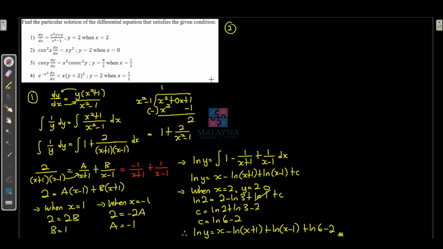Okay, so now moving on to part 2. We can cut it here. Okay, so for part 2, we have cos squared x dy over dx equals xy squared. Okay, and then given y equals 2 when x equals 0. So we can see that our dx will go to the right hand side. So anything involving x must go to the right hand side, so our y squared will go to the left hand side.